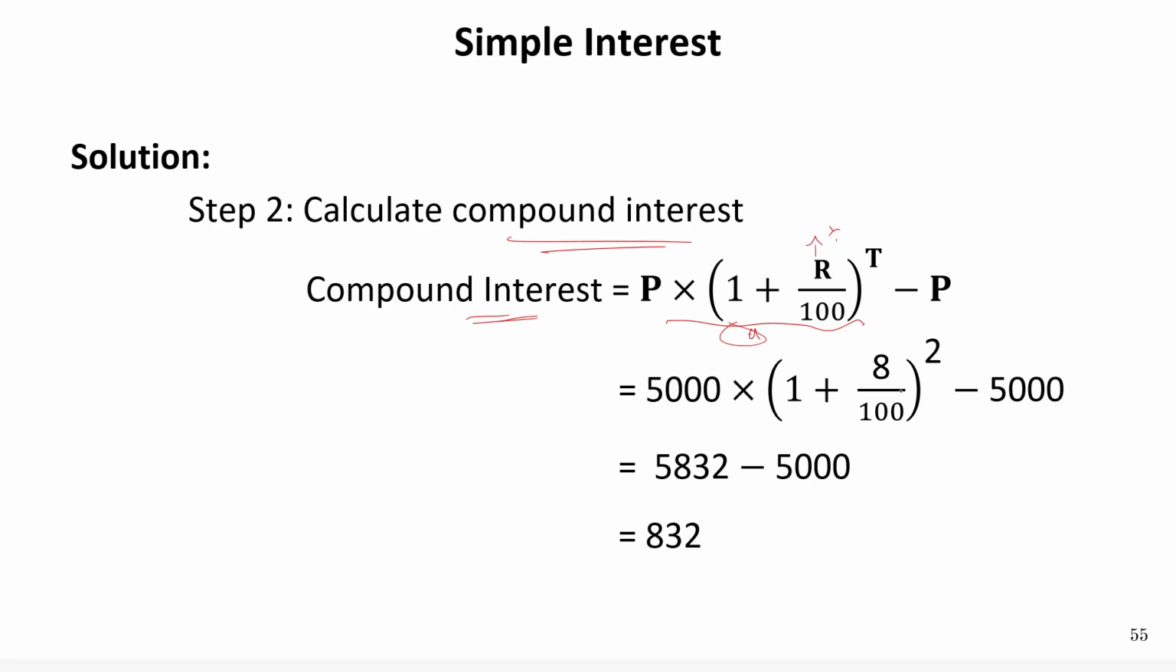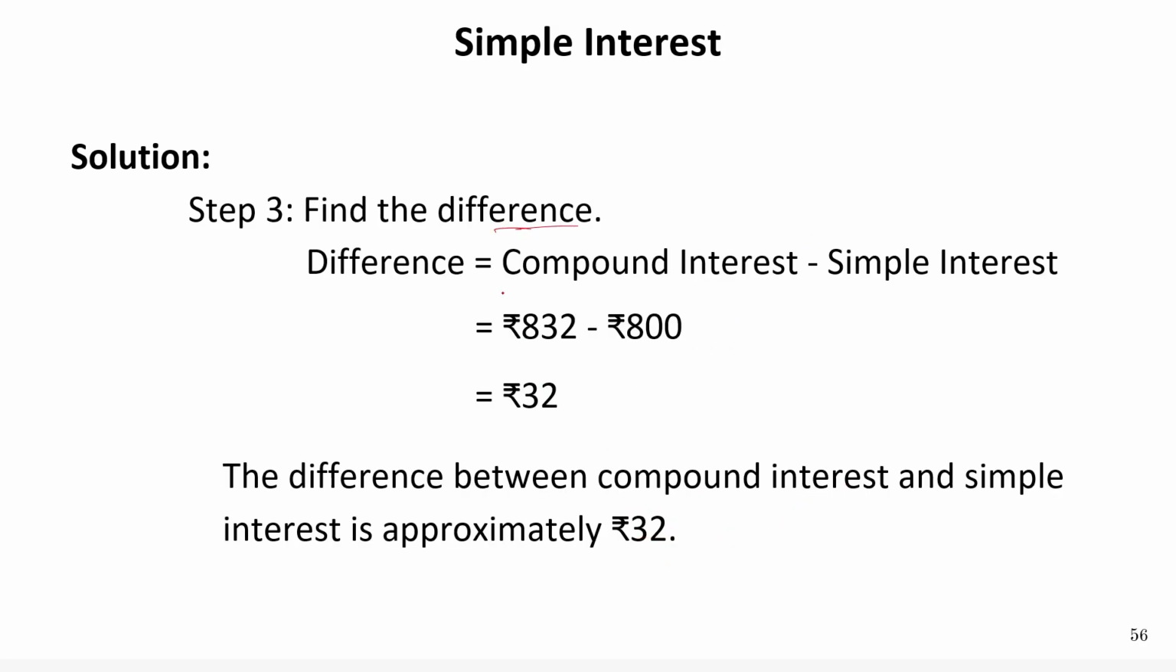So 5,000 into (1 plus 8 by 100) whole power 2 minus 5,000. So 5832 minus 5,000 is equal to 832. So finding the difference, compound interest minus simple interest is equal to 832 minus 800 is equal to 32. So the difference between the compound interest and simple interest is approximately 32.